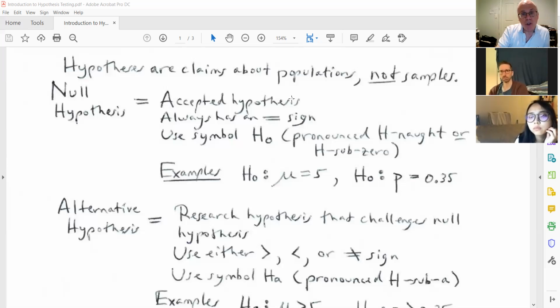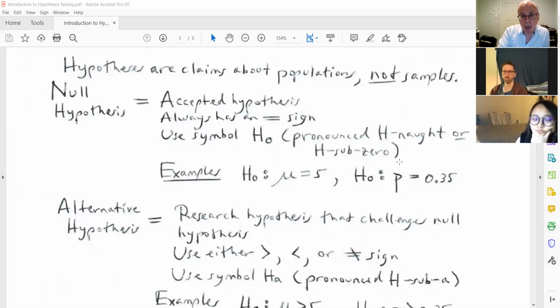So typically it's the accepted hypothesis about the parameter that we're talking about, whatever it might be. And the way we write the null hypothesis is with an H for hypothesis, with a little zero next to it. And we can either call it H naught, meaning zero, or H sub zero. That's typically how people pronounce that.